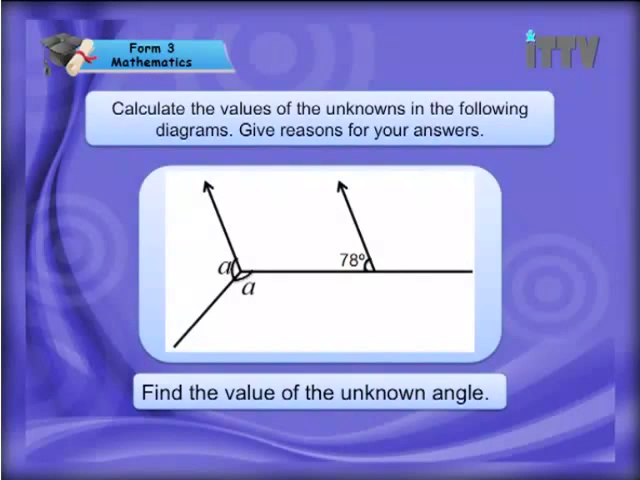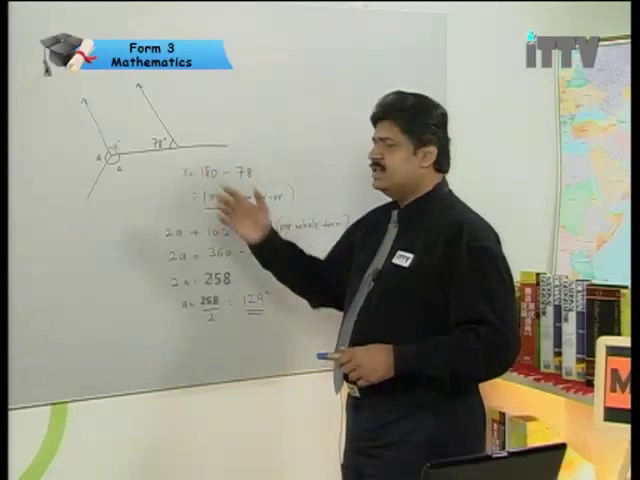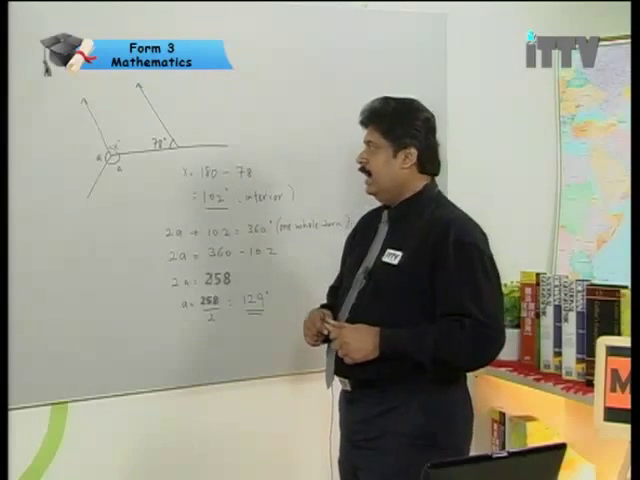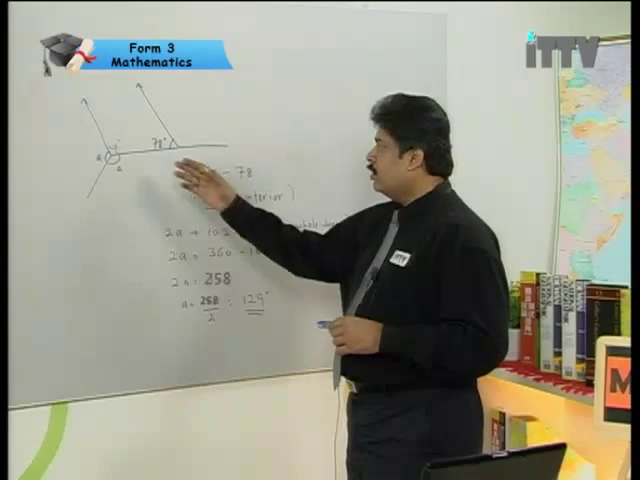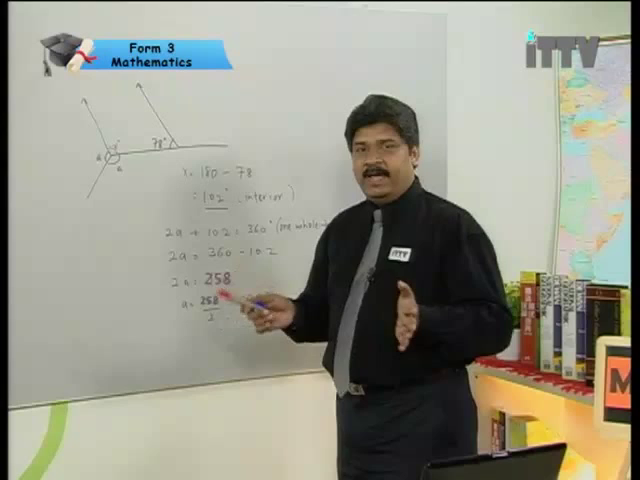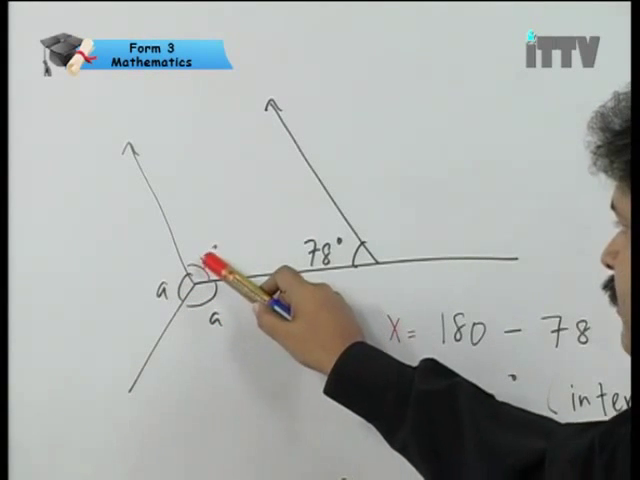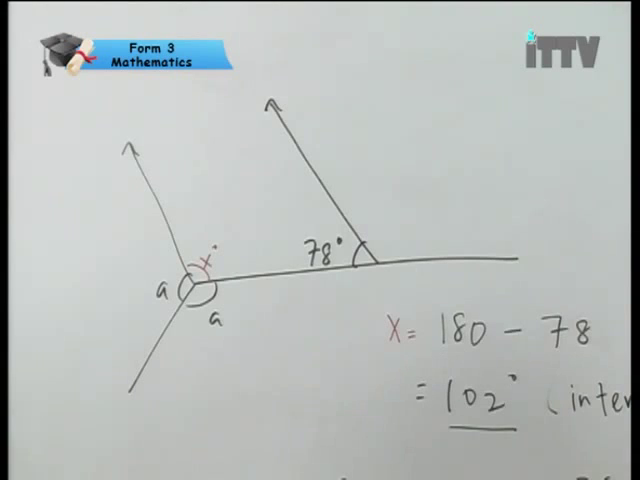Find the value of the letter angles. Well, boys and girls, let us look into this special question. Why I say special is because there are a lot of issues that need to be considered here. We need to find the value of A. We have two parallel lines. We have a value of 78. Now, in order for me to find the value of A's, I need to find the value of X that I've created in this diagram.